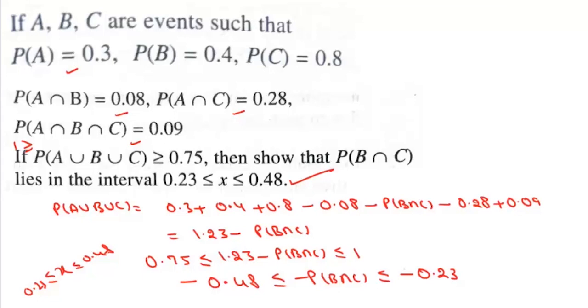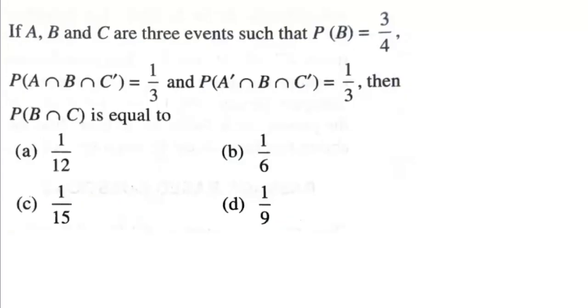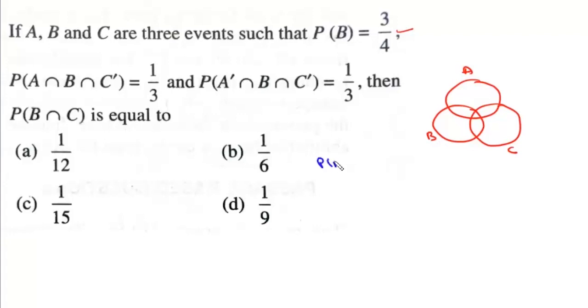Now the question is, if A, B, C are three events such that probability of B is 3 by 4, A intersection B intersection C not is 1 by 3, and A not intersection B intersection C not is 1 by 3, then probability of B intersection C is. So we have three events A, B, C. So this is A, B, and C. Now we are given that probability of B is 3 by 4, which is this entire region.